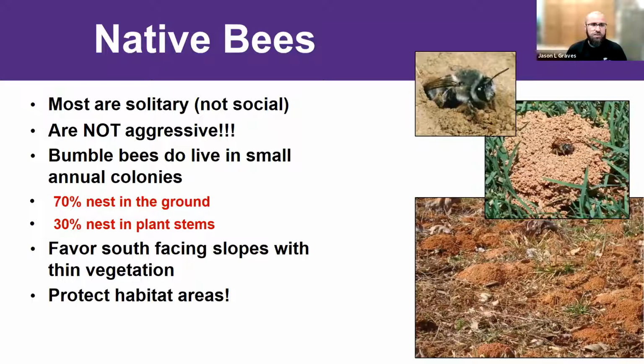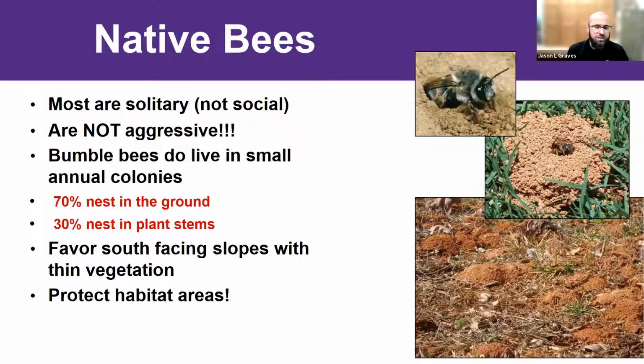And typically we like to think about that habitat. Like we said, 70% of native bees are going to be ground nesting bees, so they're actually nesting in the ground, which is interesting. 30% of them nest in plant stems, and that's another form of habitat we want to provide. Not only flowers for food, but we also need that nesting habitat. And so we want to protect habitat and be aware of where they're living in our landscapes.